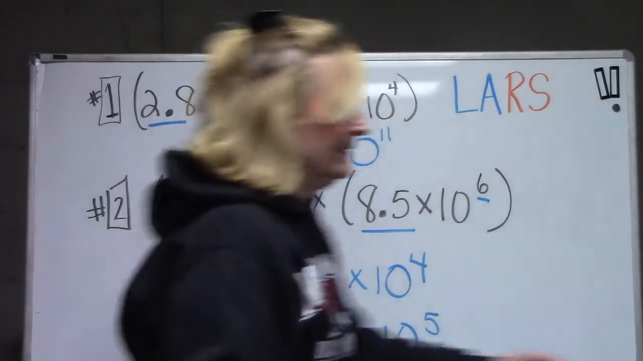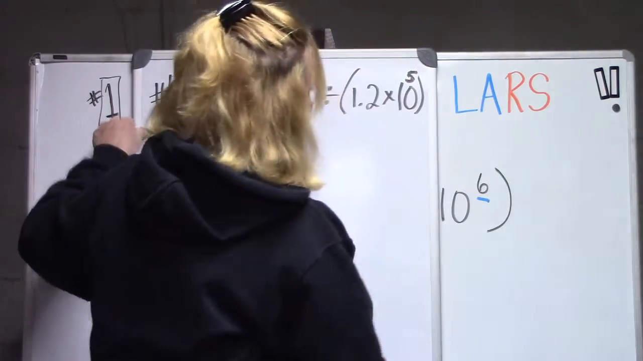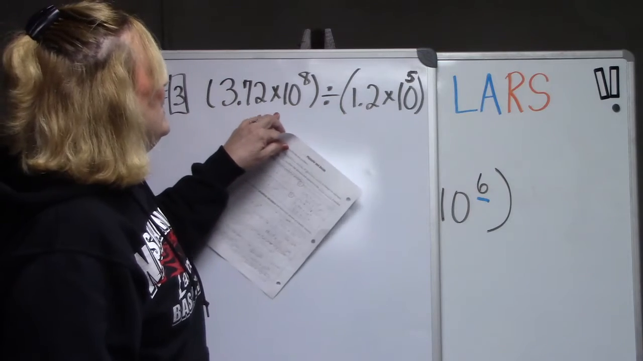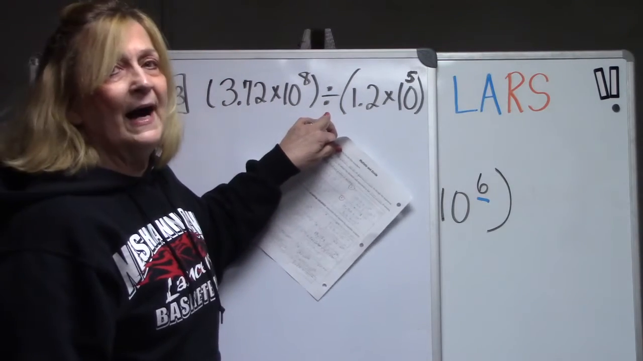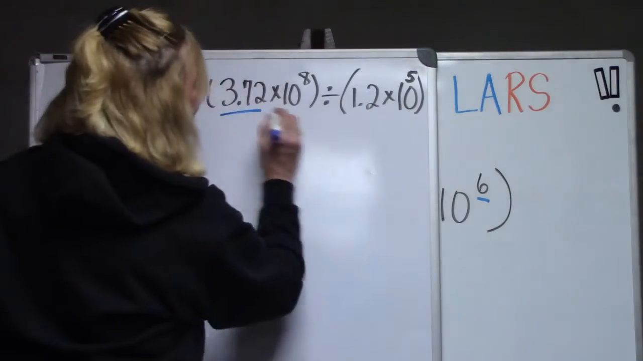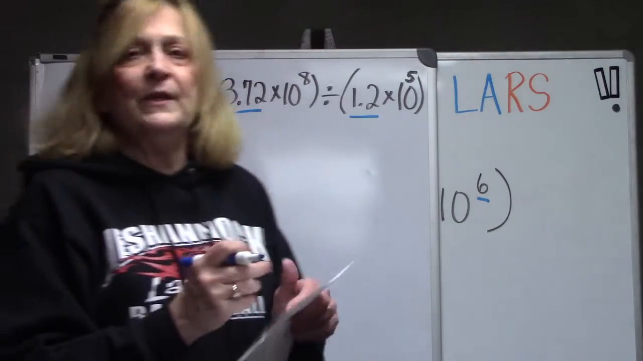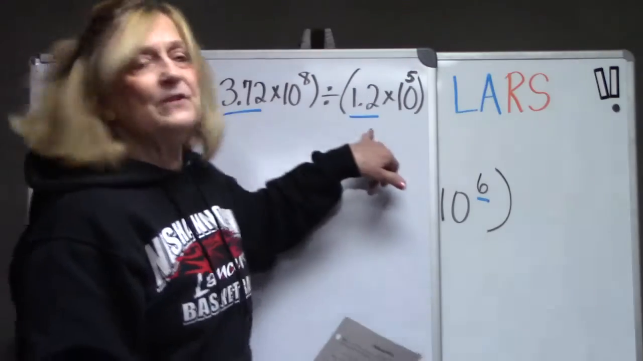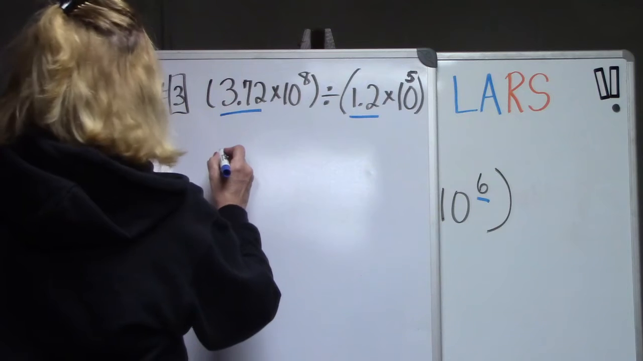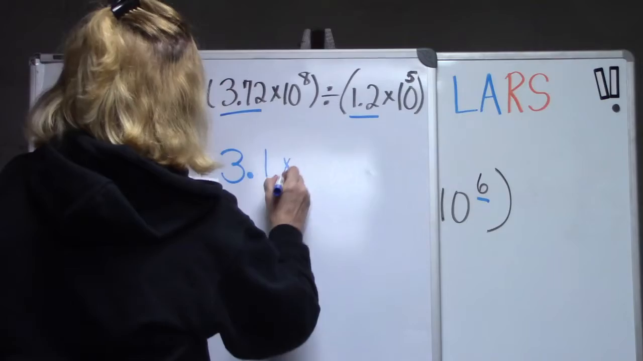All right? Let's look at our next one. This time, we're going to divide. Number 3 is a divide. 3.72 times 10 to the 8th divided by 1.2 times 10 to the 5th. So I'm just going to take my 2 coefficients out here, and I'm going to divide them. I'm going to say, just punch it in your calculator. I'm going to say 3.72 divided by 1.2 and I get 3.1 times 10.